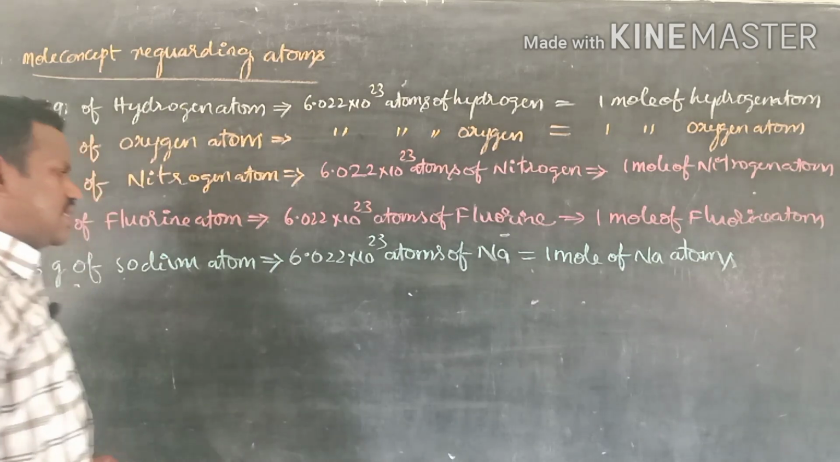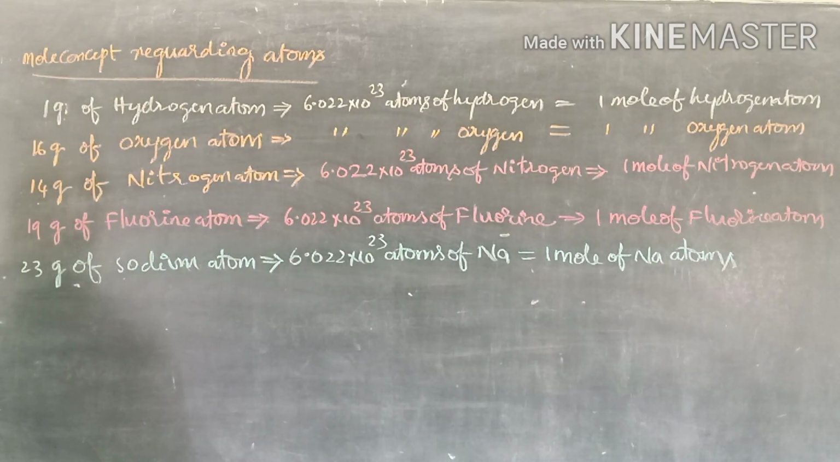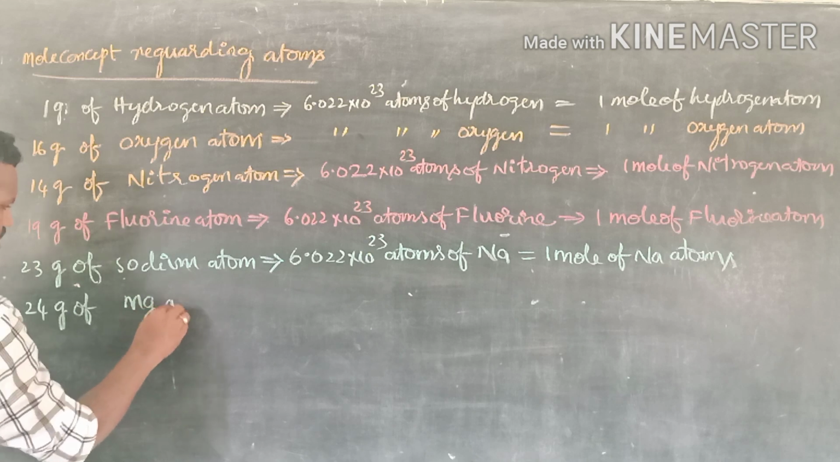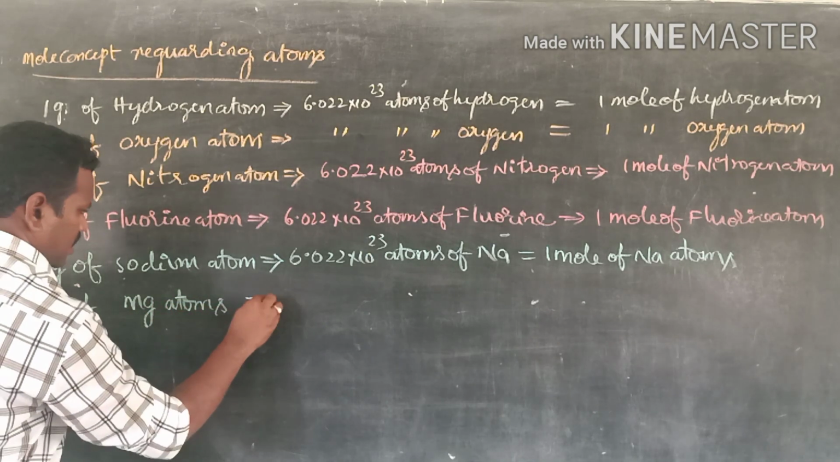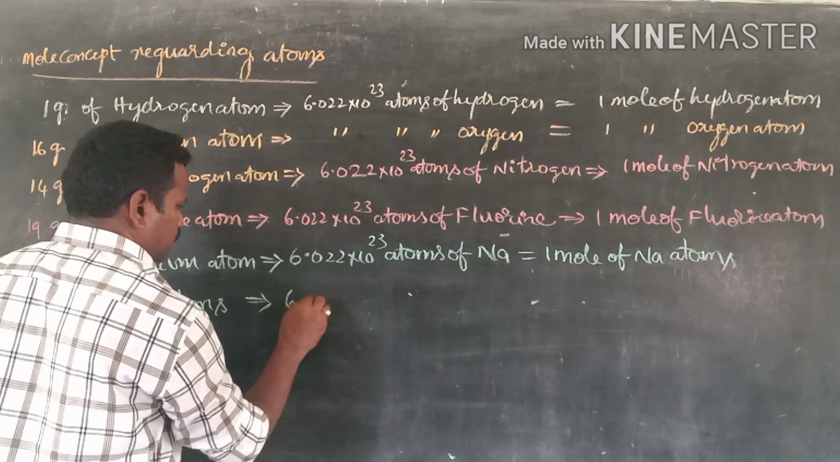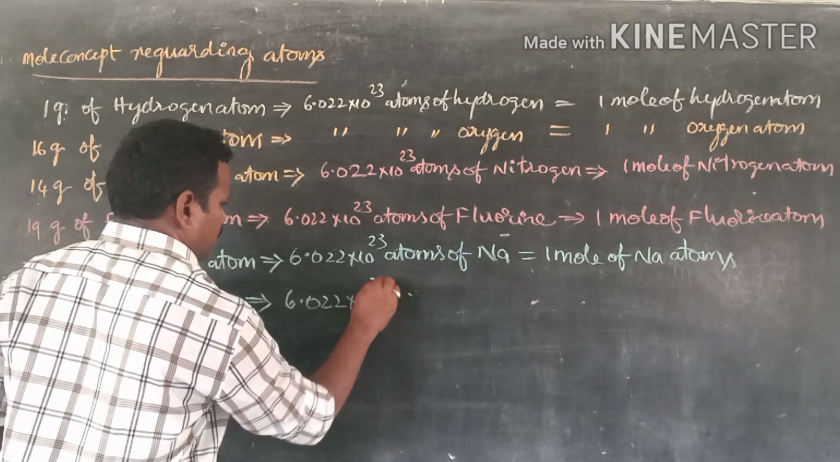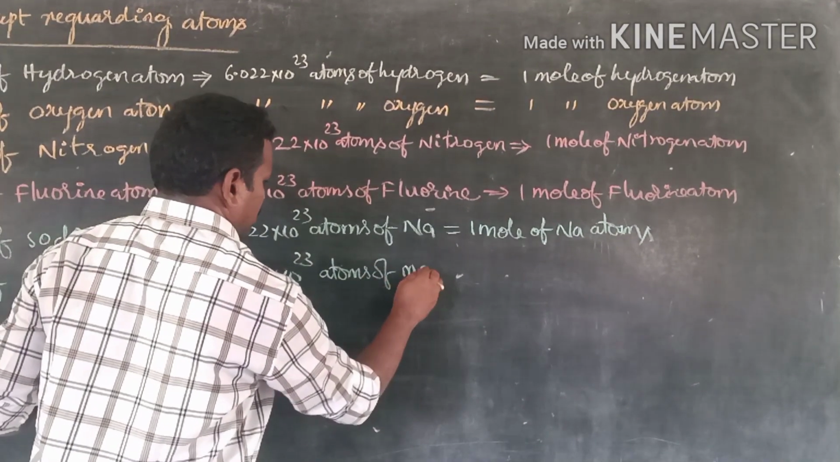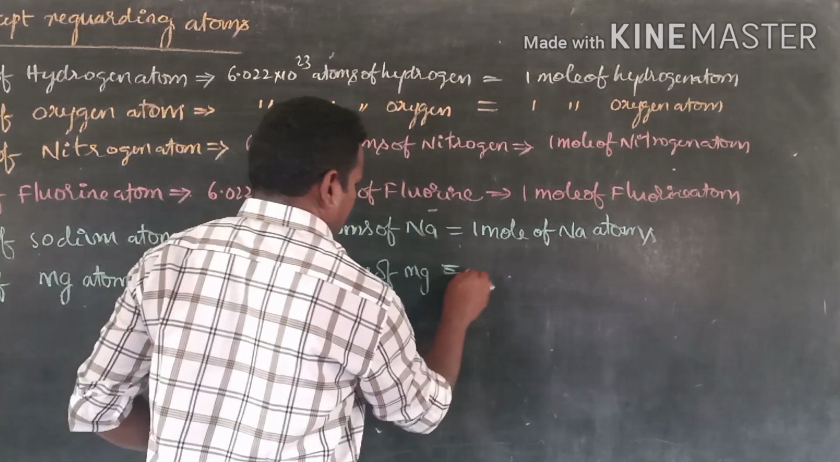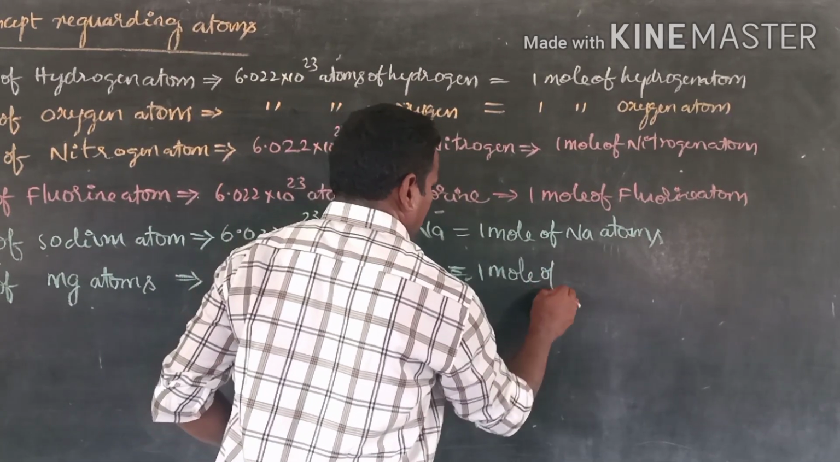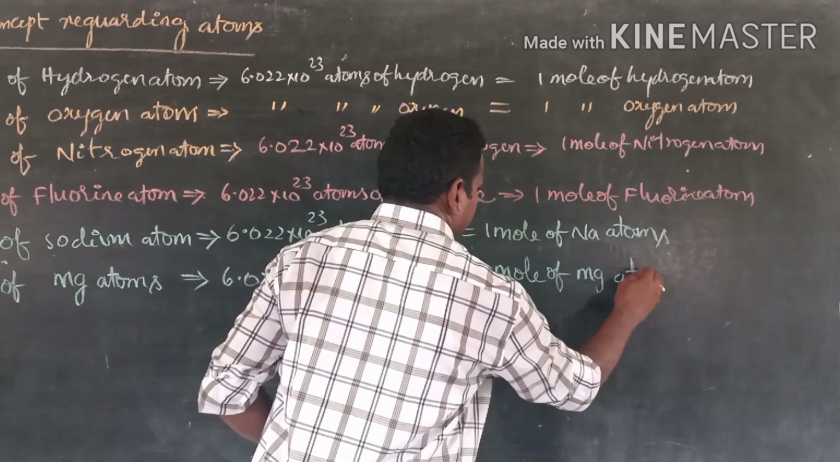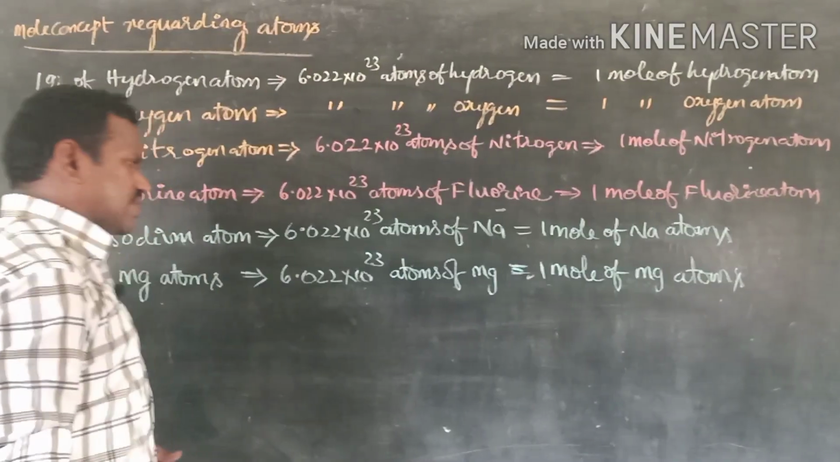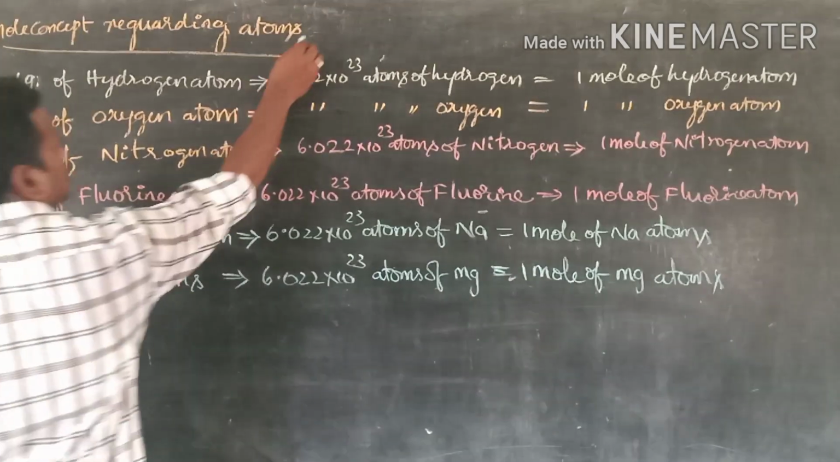Like that only we can take different kinds of examples. For example, I am going to consider one more, next one, magnesium. 12 Mg 24. So 24 grams of Mg atoms. How many particles are there in that? Avogadro number only. 6.022 into 10 power 23. What is that? Atoms of Mg. This can be considered as 1 mole of Mg atoms. These are all the different kinds of examples regarding the atoms.